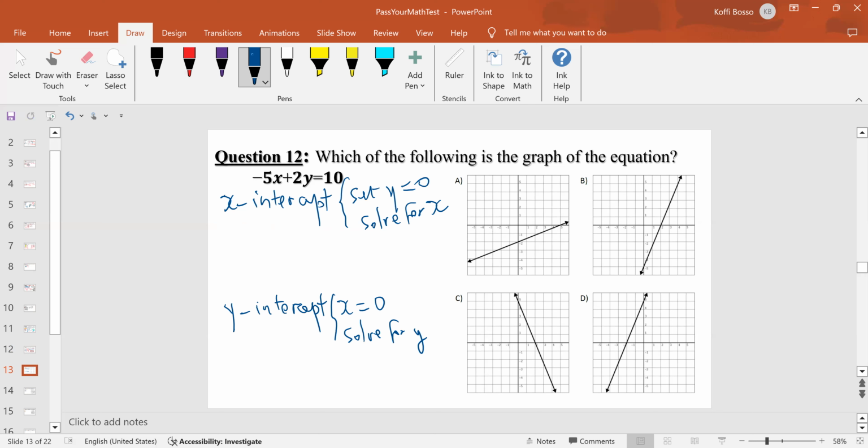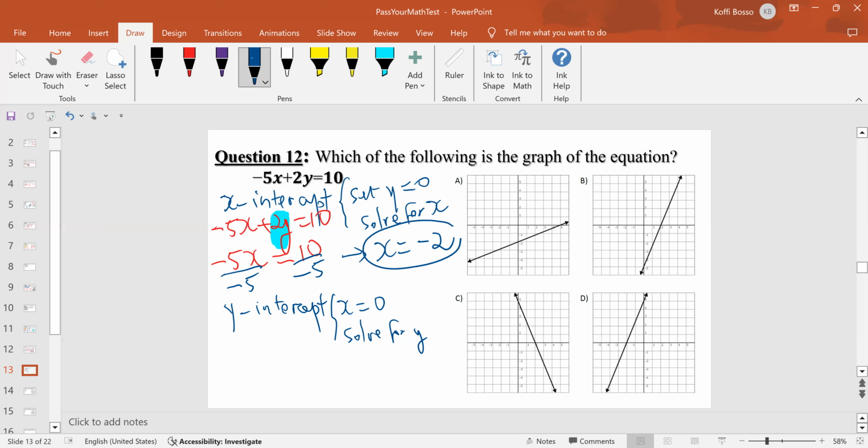Now, for x-intercept, if I take negative 5x plus 2y is equal to 10, and I replace y by 0, so 2 times 0 is 0. So therefore, I will have negative 5x is equal to 10. What number multiplied by negative 5 gives you positive 10? So x has to be negative 2. Or another way to understand that, I will divide this by negative 5, divide this by negative 5, and I will get my x as negative 2.